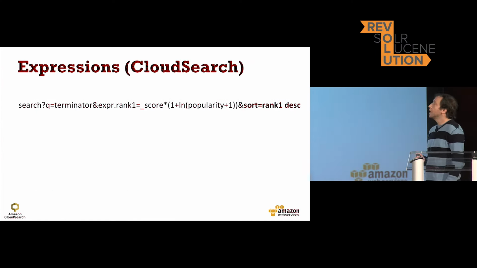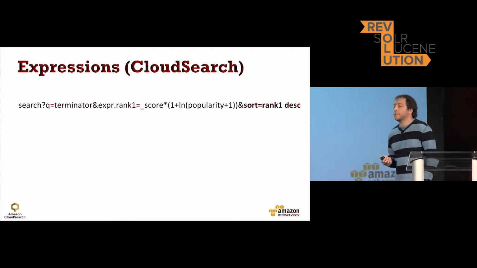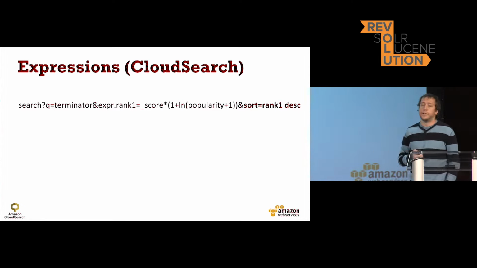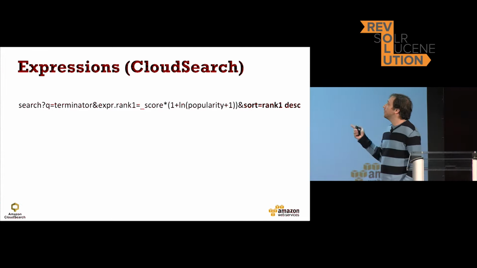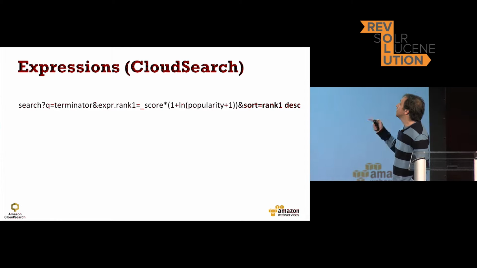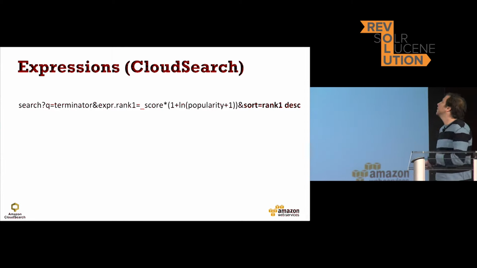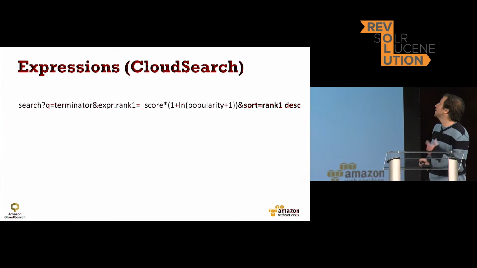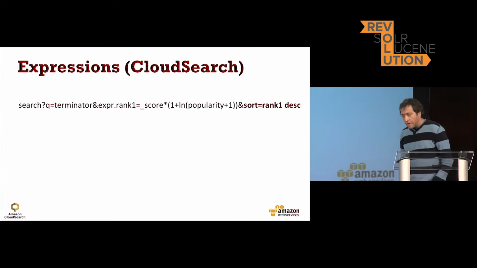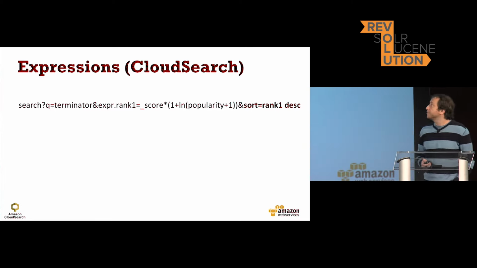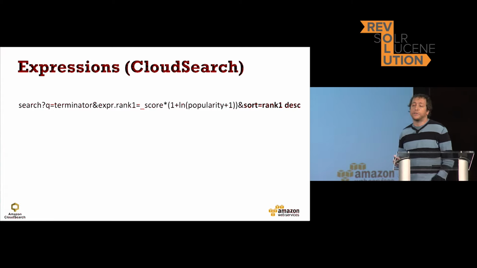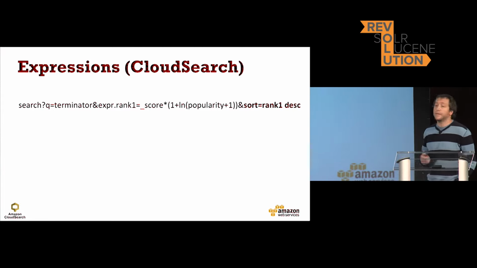As I said before, expressions are still not available in Solr. But in CloudSearch, this is how it looks. In this case, we define the expression rank1 that uses a score multiplied by this logarithm of popularity, and then we sort on that expression. In Solr, I guess it's going to have some similar API, but it's still not there.